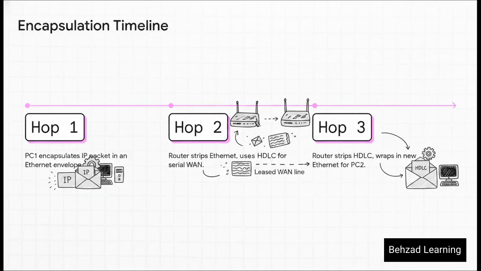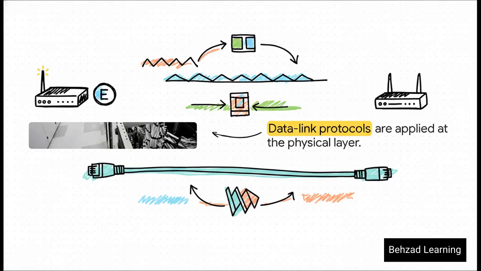From the PC to that first router, it's an Ethernet envelope. The router rips that off, and to send it over a classic leased line, it stuffs the IP packet into a new HDLC envelope. Then the receiving router strips that HDLC envelope off and wraps it in a final brand new Ethernet envelope for local delivery. And hey, this isn't just for old-school serial links. This applies heavily in modern enterprise networks too.